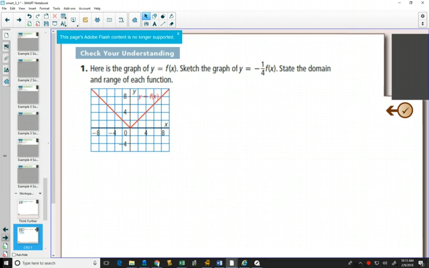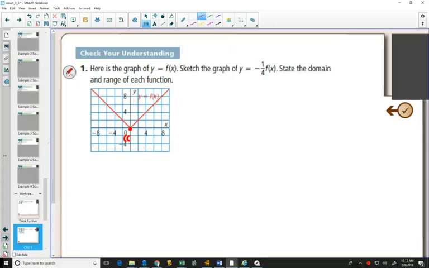So I look at my original function f of x. I look and I say, here's a key point, (0, 0), because that's sort of the vertex. That's going to be an important one. I'm going to look at some other points as well. I'm also going to look at what I'm going to graph. Can you see that we have here a vertical compression?